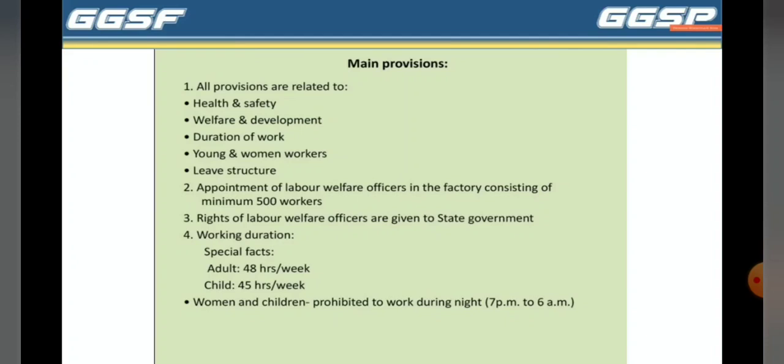Working duration, special facts: adult 48 hours per week, a child 45 hours per week. Women and children are prohibited to work during night, which is from 7 pm to 6 am.